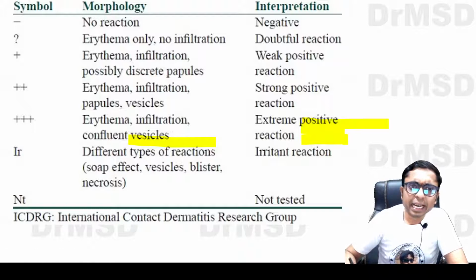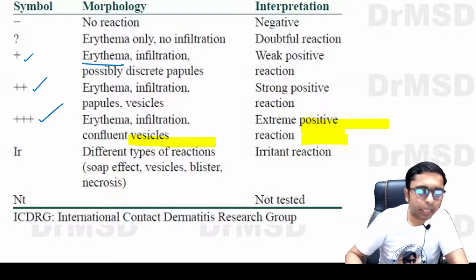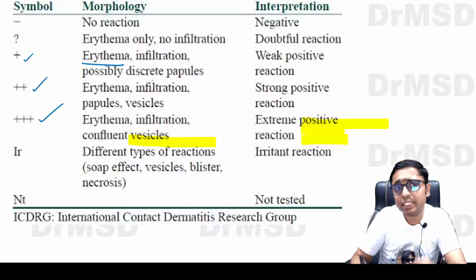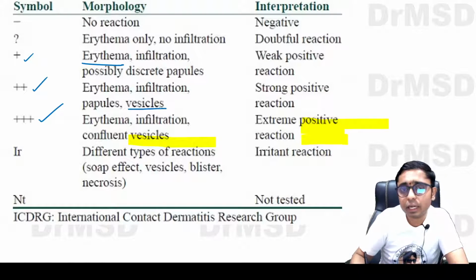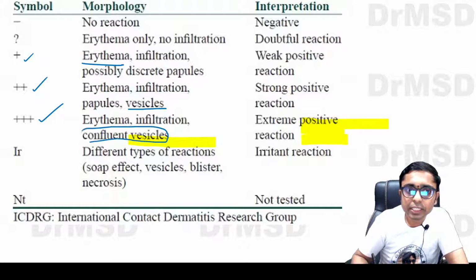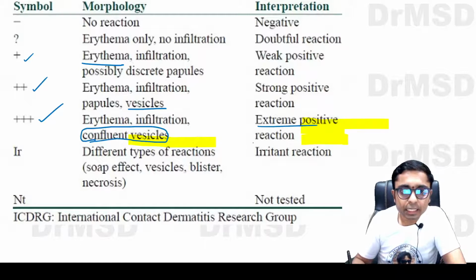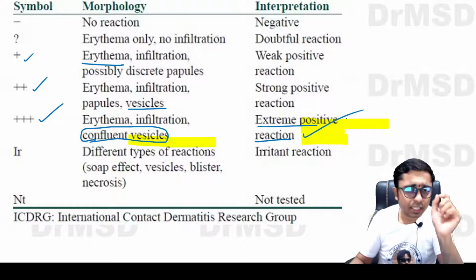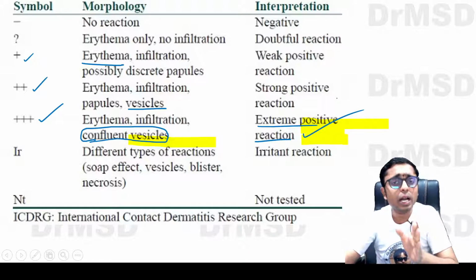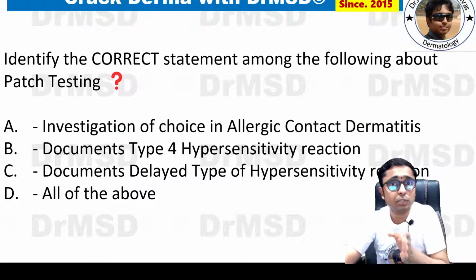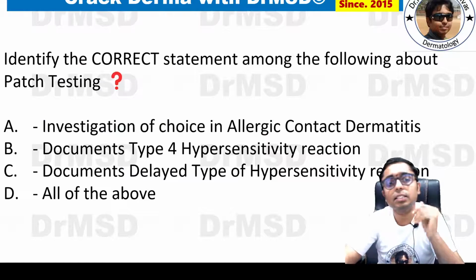So this is graded like plus, 2 plus and 3 plus. If there is erythema, it is called plus. If there is formation of vesicles along with the erythema, we call it plus, double plus. And if there are not just vesicles but a confluence of these vesicles, we call it triple plus. So triple plus simply means extreme positive reaction. The patient is extremely allergic to that substance, so we should ask the patient to avoid coming into contact with that substance.